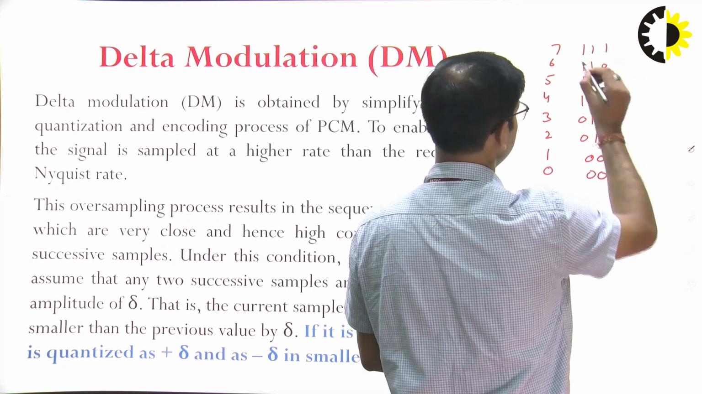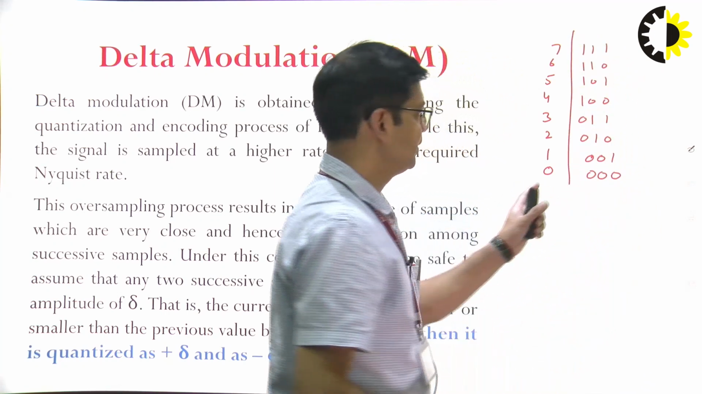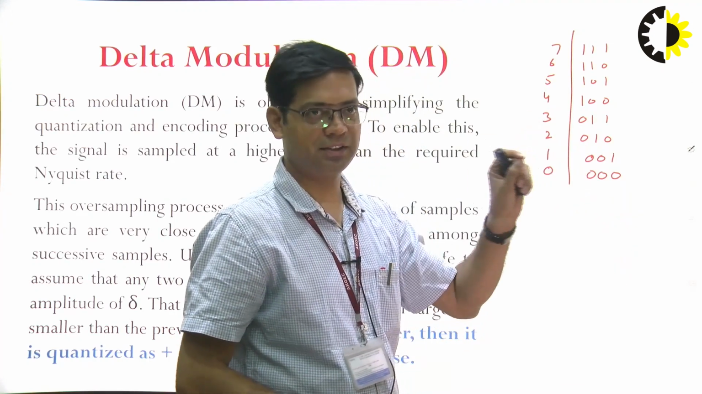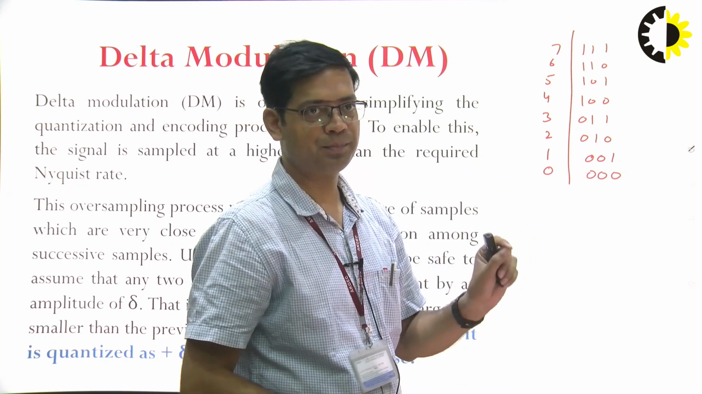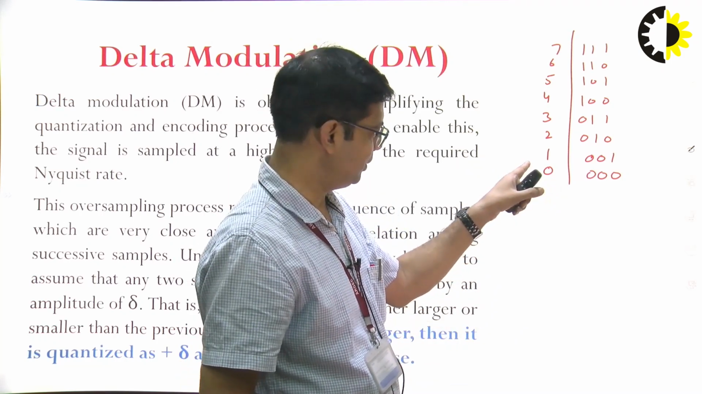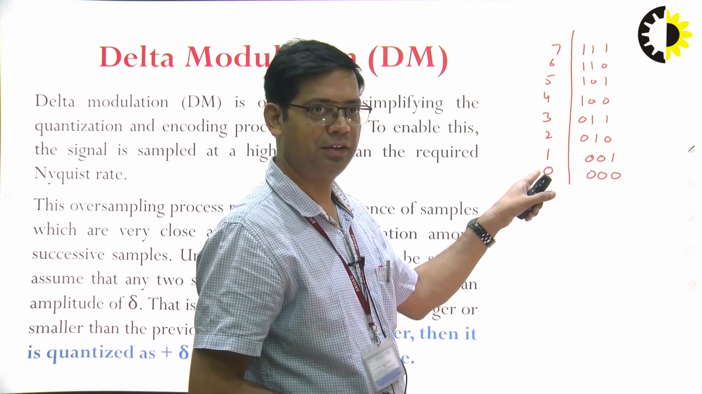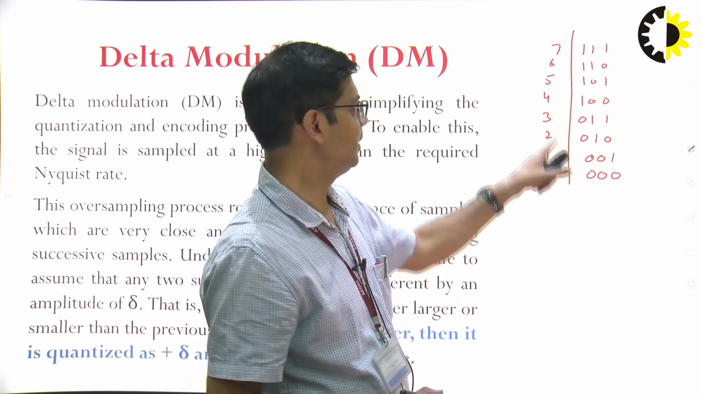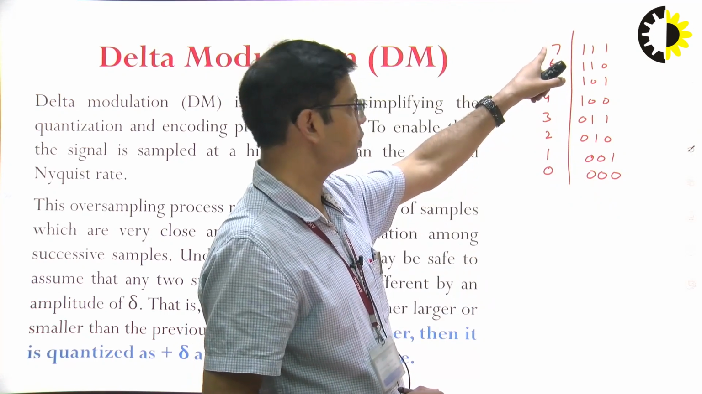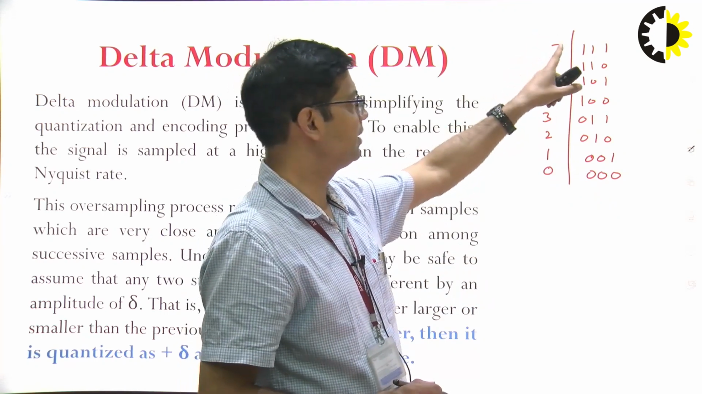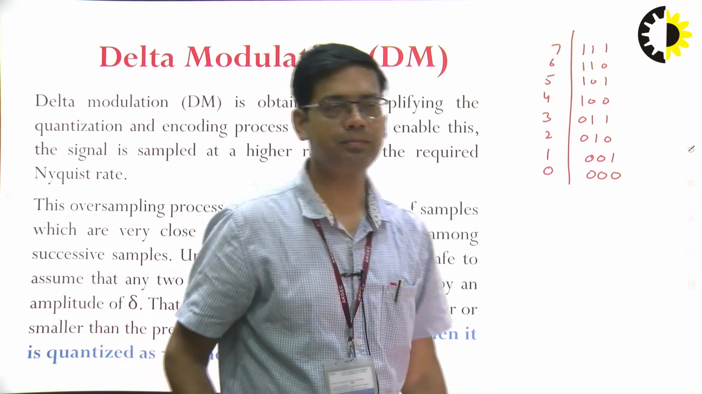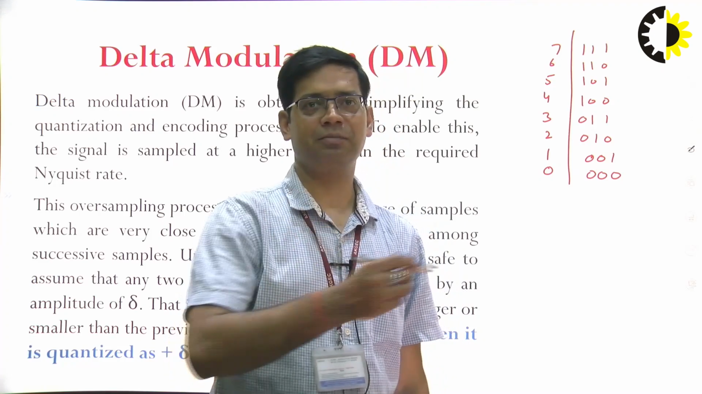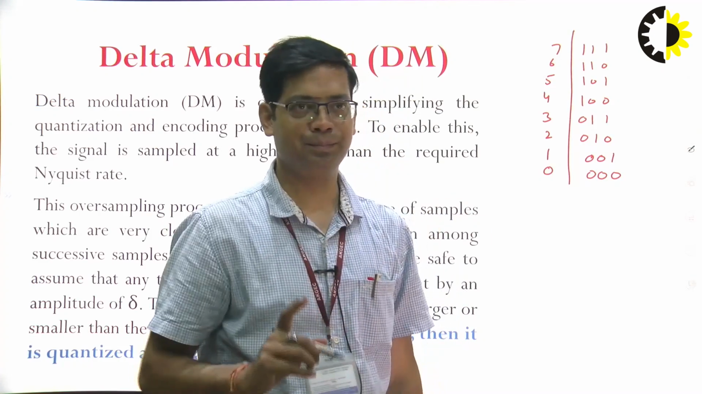So we can see here each quantization level is represented by 3 bits, 3 binary values. First quantization level, which is denoted by 0, is represented by 0, 0, 0. Similarly, the last quantization level is represented by 1, 1, 1, and so on. So for each quantization level we transmit 3 bits, that is PCM.